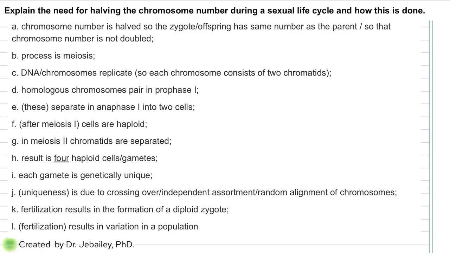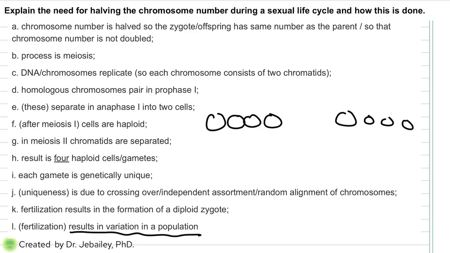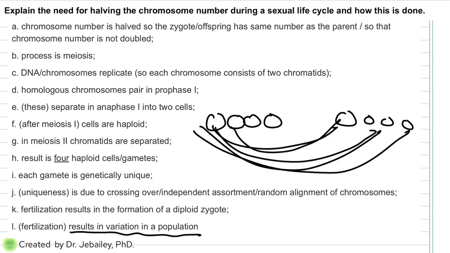And of course, when there's fertilization, there's variation in the population, right? Because imagine if you're producing 4 sperms and you've got those 4 eggs, there are so many combinations. This sperm can go with this egg or that one or this one. You can see so many options.